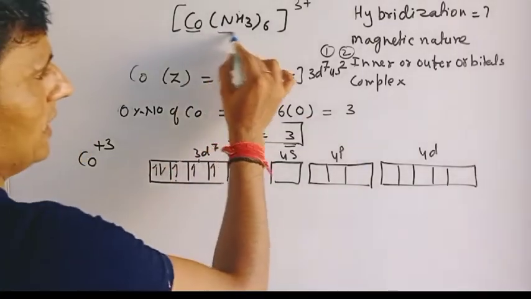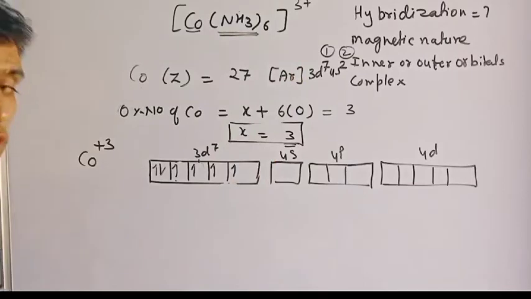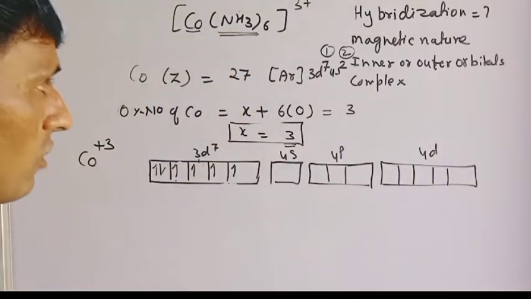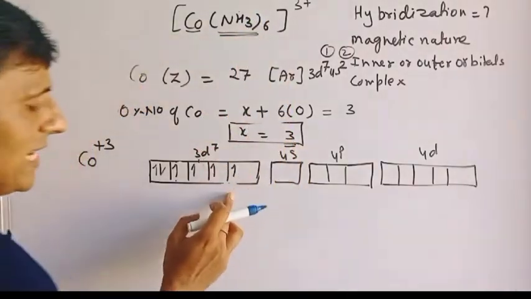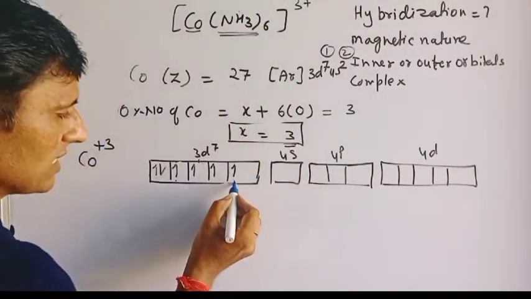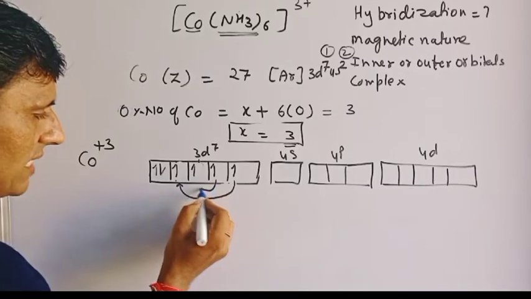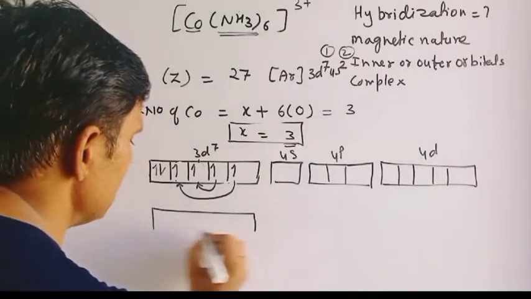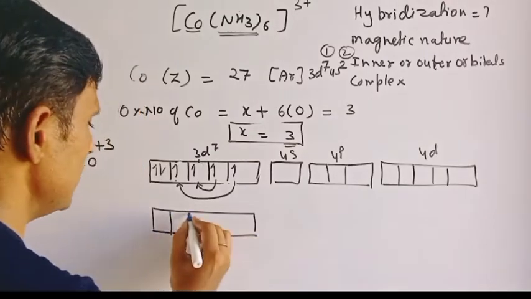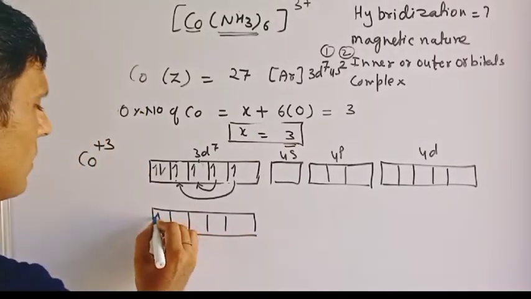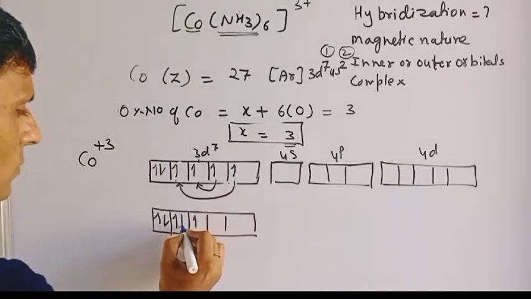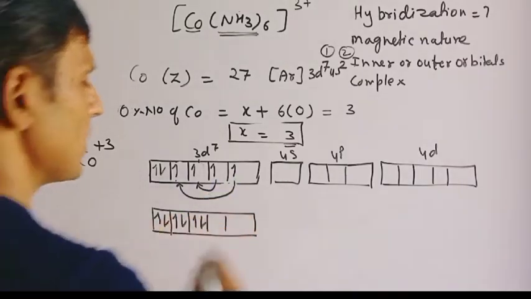Now, is ammonia a weak or strong ligand? Yes, it is a strong field ligand. So these electrons are paired up. This electron comes to that side, this to that side. So the new arrangement becomes 1 2 3 4 5, 1 2 3 4.